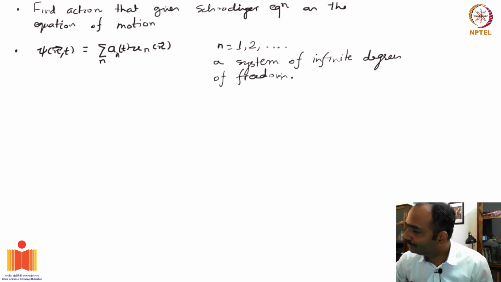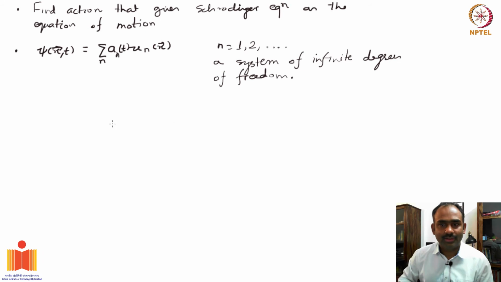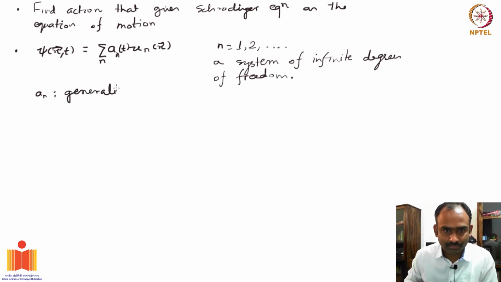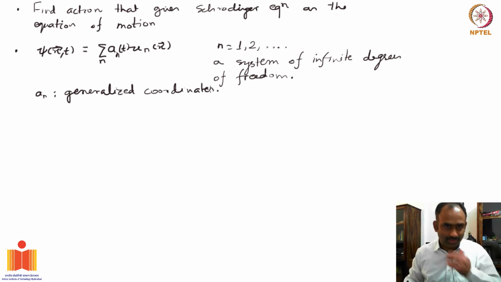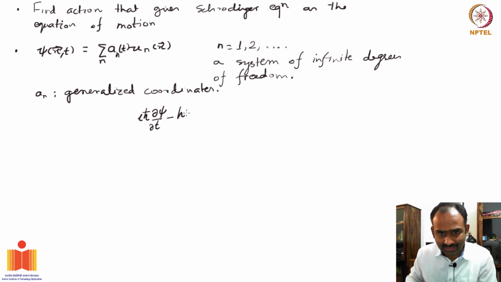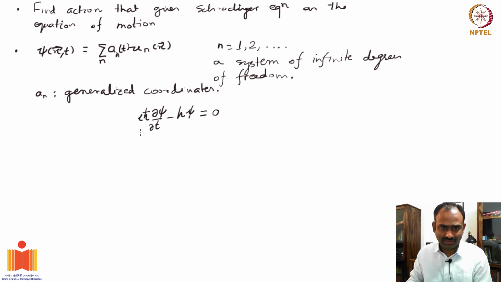That is good. And your a_n's are the generalized coordinates. Now let's go back to our desire to have an action for this theory. So I want to construct the action which will give this as the equation of motion. So what did we have? We had i h bar del psi over del t minus h psi is equal to 0. So this is what I want to get from my action. You see, this is what I should get when I do a variation. So let's do this.